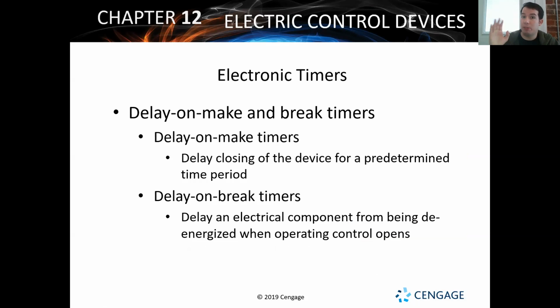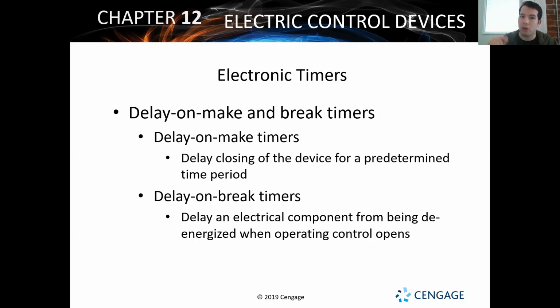So these are two different types of electronic timers that you can see. There's delay on make timers and delay on break timers, all right? Your book goes into pretty good detail explaining the difference between the two, but the basics are listed right here on the slide. Delay on make timers delay closing the device for a predetermined period of time. So that's always going to be 5 minutes, 3 minutes, 4 minutes, whatever it is. No, we're not letting the system turn on like I was talking about before.